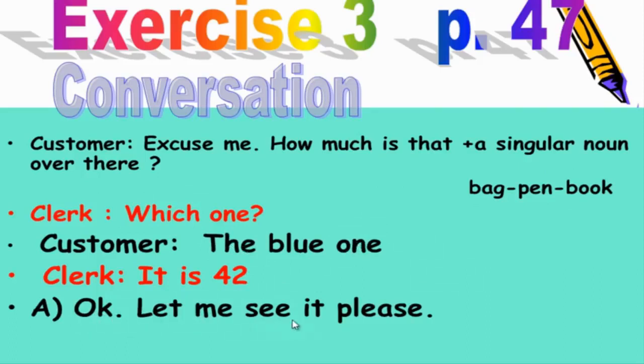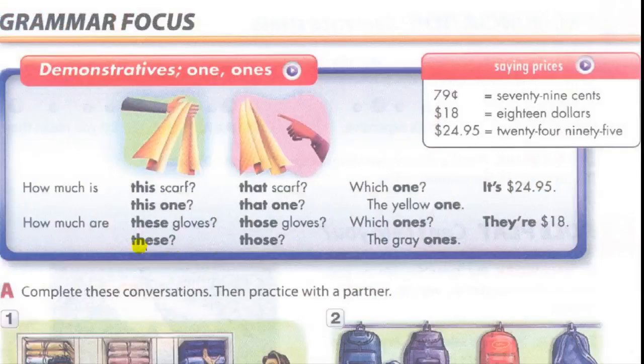Okay, let me see it, please. So the customer is going to say, okay, let me see it, please. How much are these gloves? How much are these? How much are those gloves? How much are those? Which ones? The gray ones. They're $18.